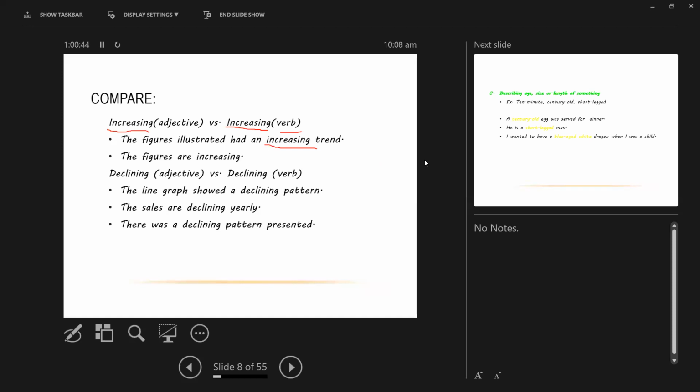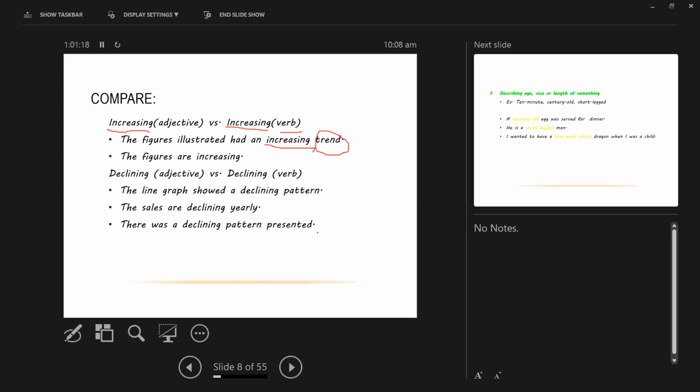So, congratulations, Jose Javier and Karen May. At saka sa lahat ng sumagot ng adjective. That's right. Because this is the noun. It modifies the word increasing, modifies the word trend. Now let's read the second example. The figures are increasing. Ito, verb na talaga to. Because it's an action that is being done. It's happening. Alright?